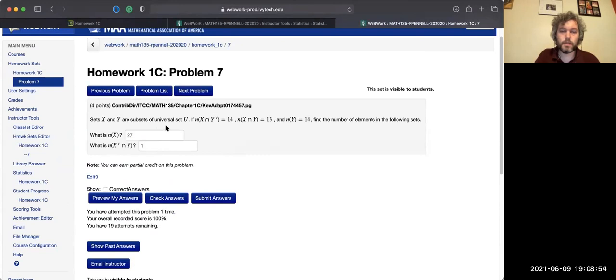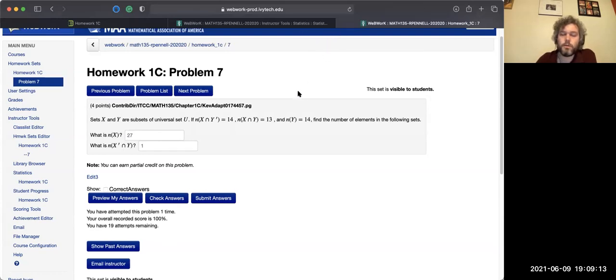X and Y are subsets of the universal set. X intersect Y complement is 14. Their intersection is 13, and Y is 14. We want to find X, and we want to find X complement intersect Y.